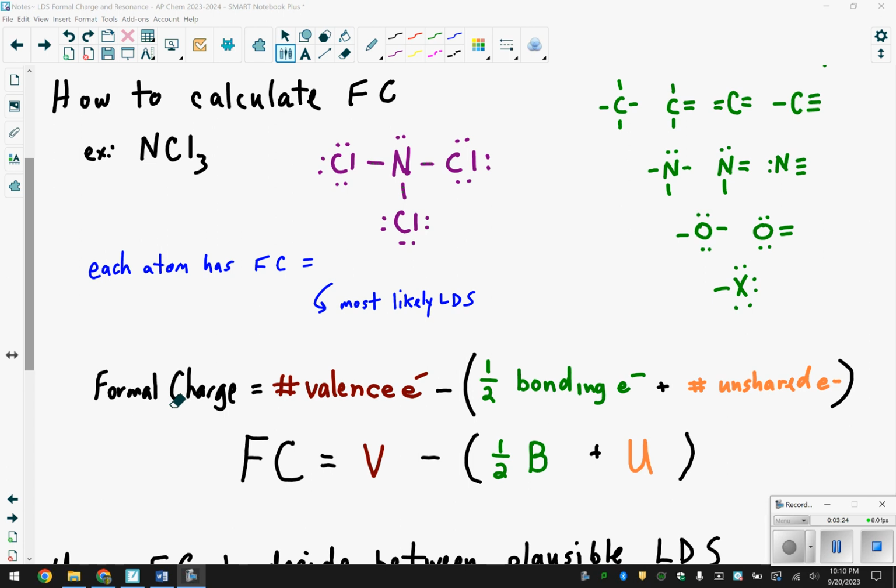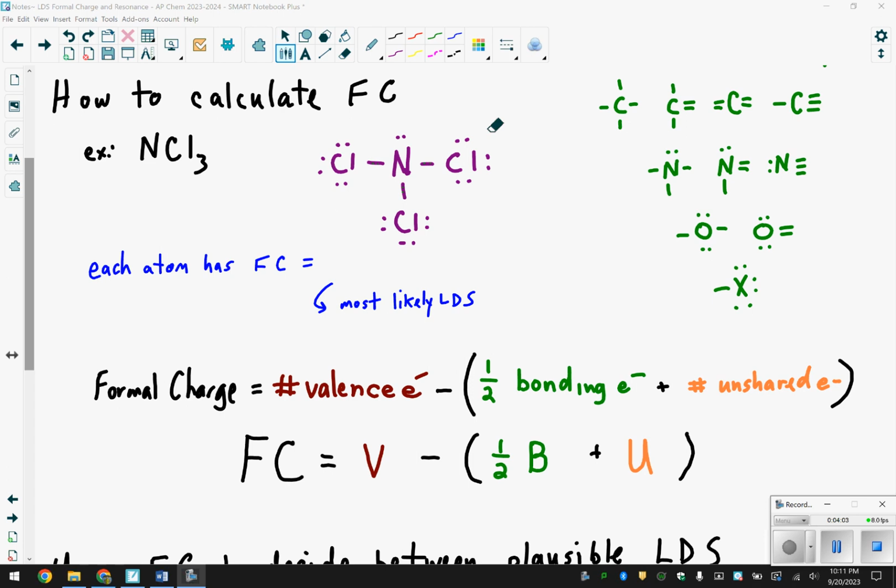So to calculate the formal charge, for each element bonded together, you're going to look at the number of valence electrons. You're going to subtract from that, in this quantity, half of the bonding electrons plus any unshared electrons. And so you can write that as formal charge equals the valence electrons minus half the bonding electrons plus the number of unshared electrons.